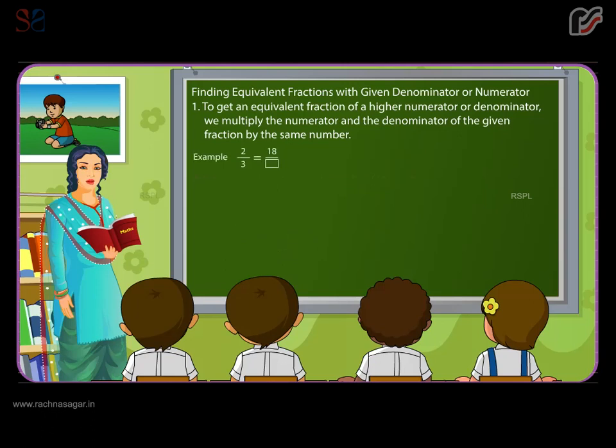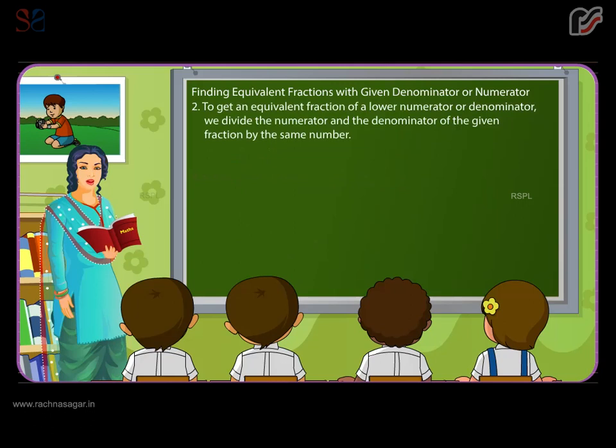Now, we need to find the equivalent fraction of 2 upon 3. The given numerators are 2 and 18. 2 is lesser than 18, so divide 18 by 2. 18 divided by 2 is equal to 9. So, 2 multiplied by 9 upon 3 multiplied by 9 is equal to 18 upon 27. Therefore, 2 upon 3 is equal to 18 upon 27.